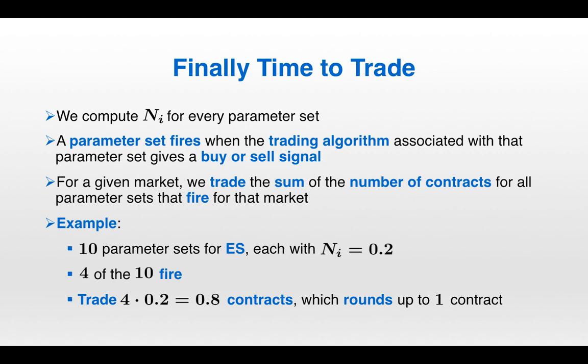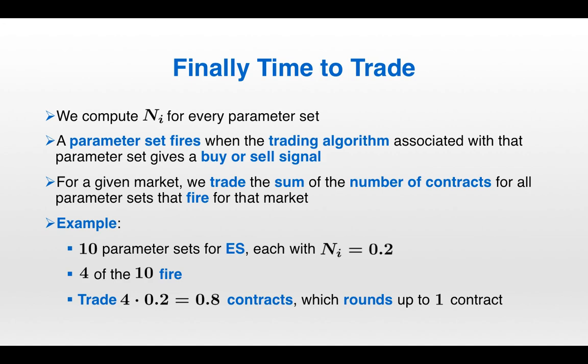Let's go through an example. Let's say we're trading ES, the E-mini S&P 500 futures, and we have 10 parameter sets, each with N_i equals 0.2. 4 of the 10 fire, so 4 of them are saying yes, buy. The other 6 are saying no, don't make any trade at all. So we'll trade 4 times 0.2 equals 0.8 contracts, rounding up to 1 contract.